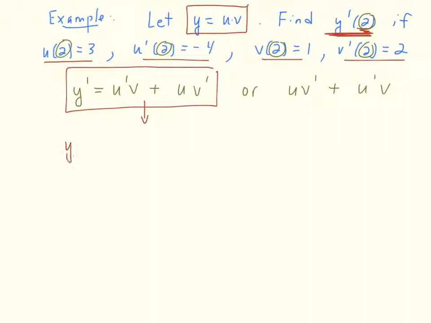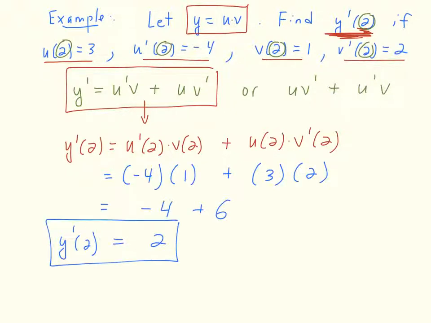So we need to find y prime of 2. So that means we need u prime of 2 times v of 2 plus u of 2 times v prime of 2. So I'm just substituting in the 2's because that's what we're going to need to find y prime of 2. So from there, we're just simply going to take our given facts and plug everything in. So in the end here, we end up getting 2 once we simplify.